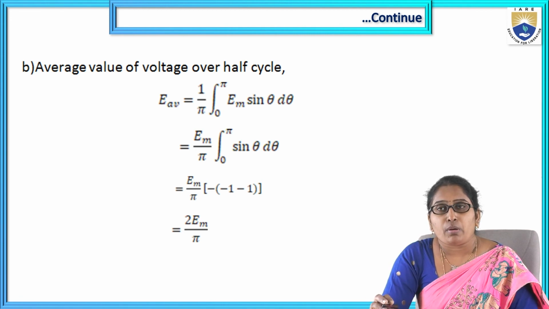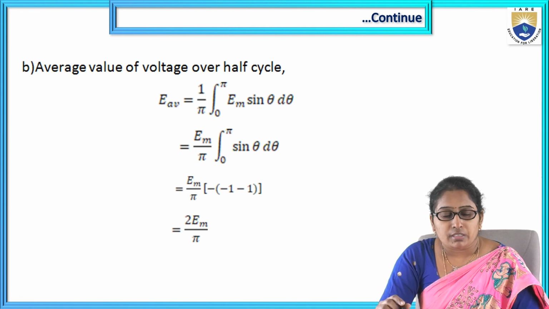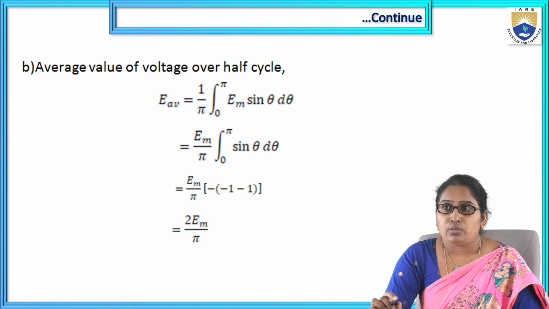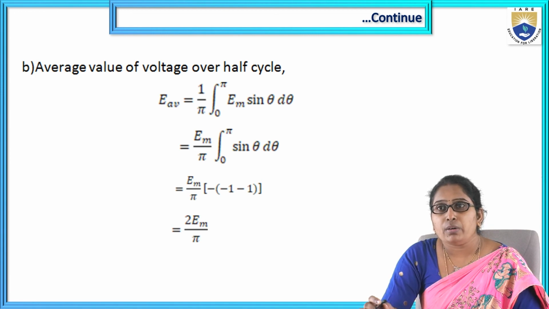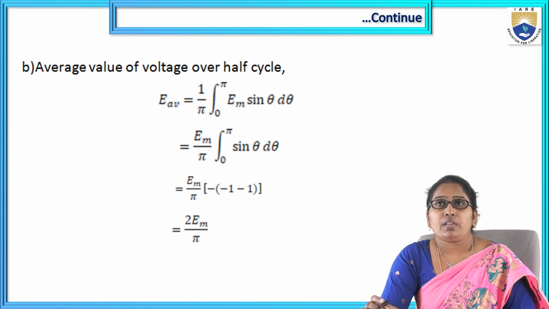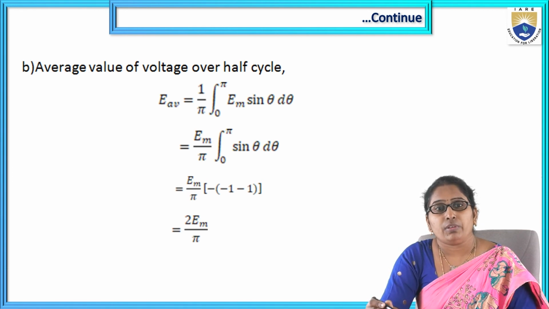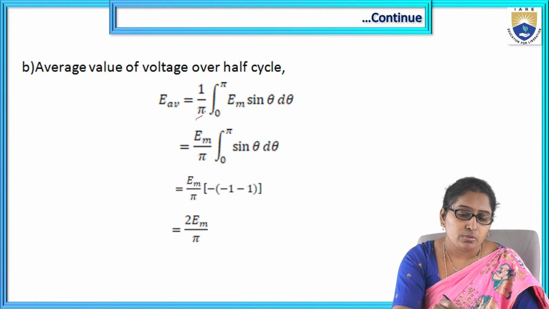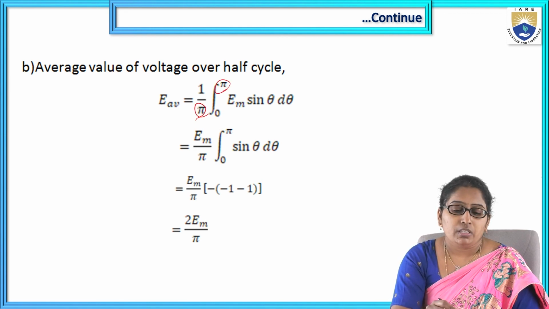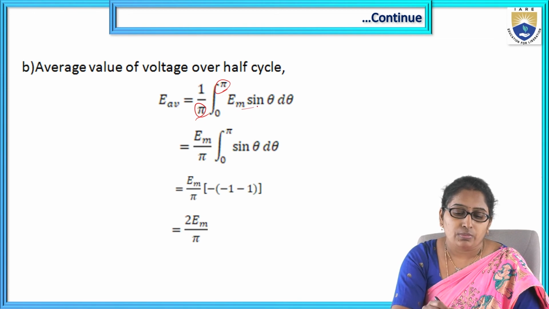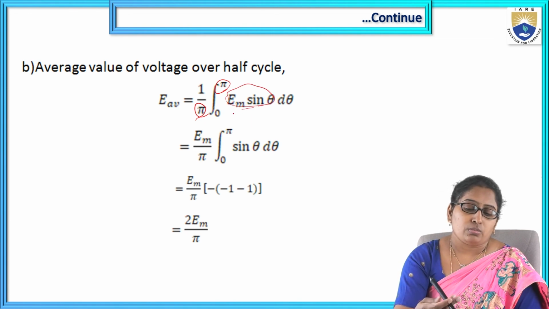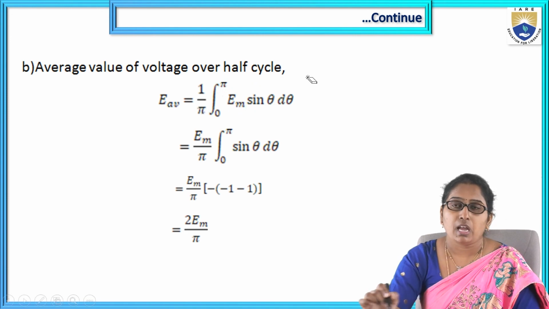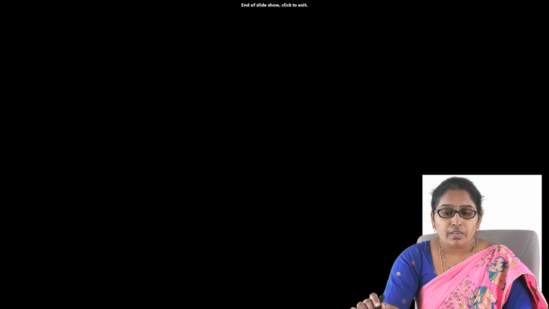Based on this, there are problems also. They give a signal waveform and ask you to calculate the average value. Based on the given waveform, we first have to identify whether it is symmetrical or unsymmetrical. Based on that, take the time period, then the given function. That is how we need to calculate the average value of an AC signal.